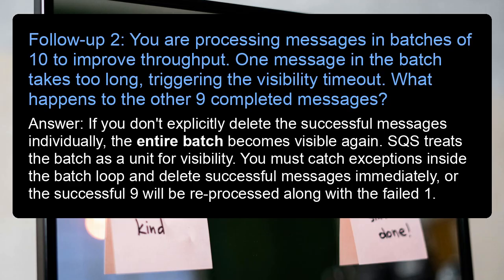Answer, if you do not explicitly delete the successful messages individually, the entire batch becomes visible again. SQS treats the batch as a unit for visibility. You must catch exceptions inside the batch loop and delete successful messages immediately, or the successful 9 will be reprocessed along with the failed one.